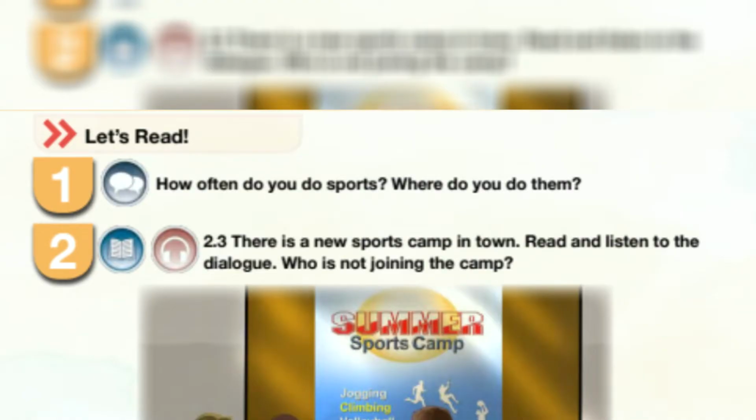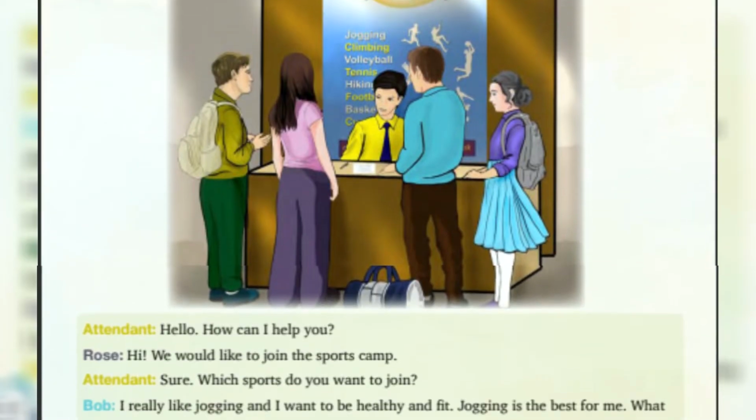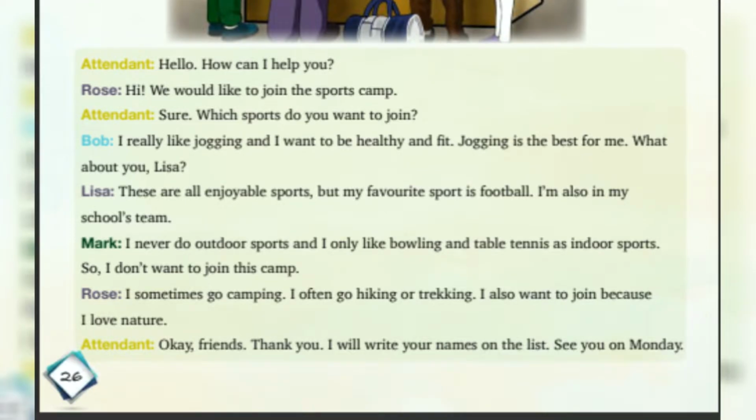Now, the question, how often do you do sports and where do you do them, is really too general. It's not going to help the students to activate their schemata. Then a dialogue is given. Now, there is also a scanning question.